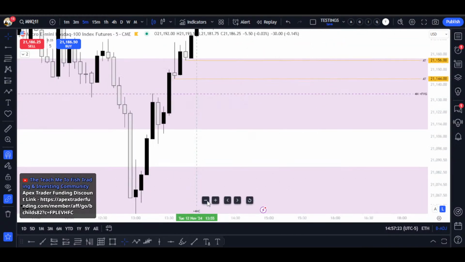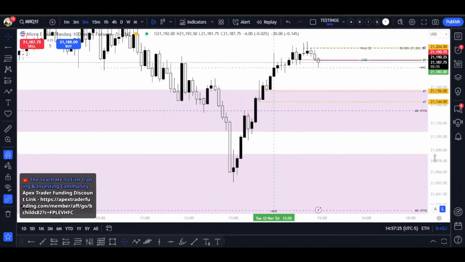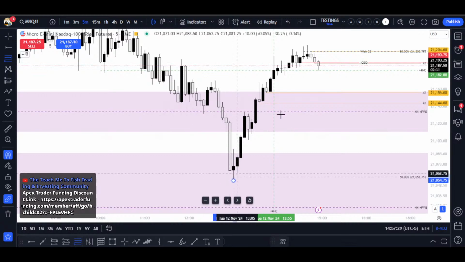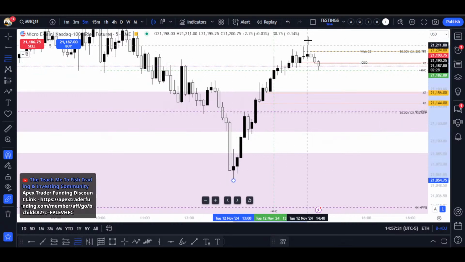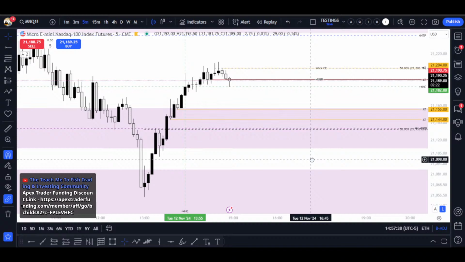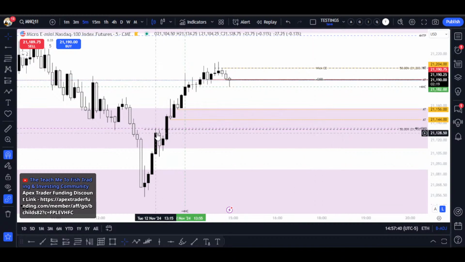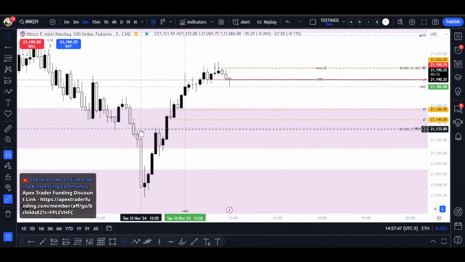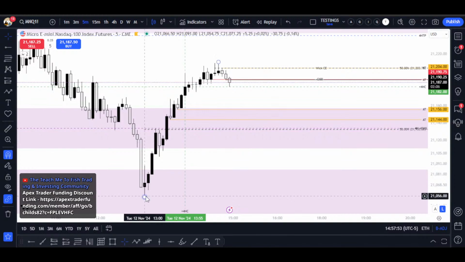But let's say we're finishing up with that range, and that's our current dealing range. Let's see where discount is. Discount is 21,133. Is that what it is? Something like that. So we could see price come all the way down here before ending up.